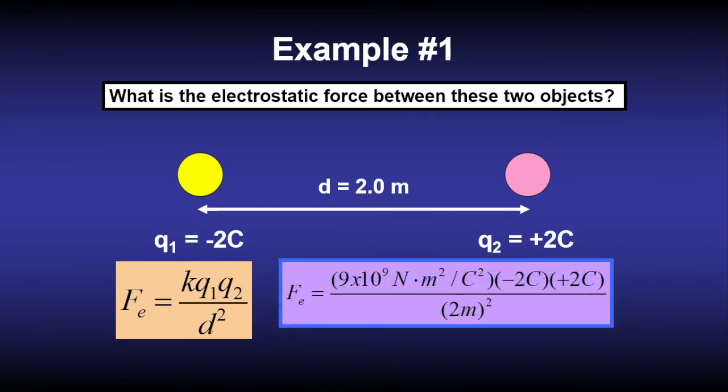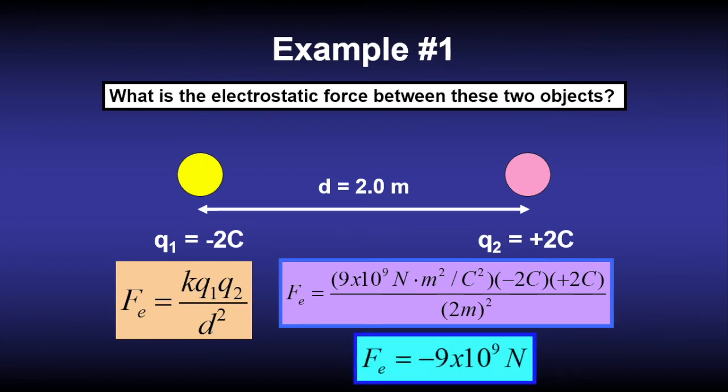When we plug it in, we get 9 times 10 to the 9th. I include the units in my equation now in the notes, but when you guys do it, I recommend maybe leaving the units off so you don't get too confused. So we get 9 times 10 to the 9th times negative 2 times positive 2 divided by 2 squared. And notice where I have all my parentheses, I recommend you guys put all of your numbers in parentheses too.